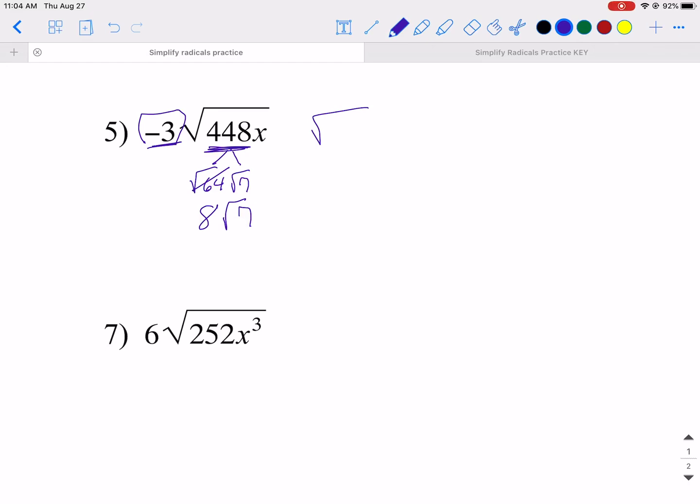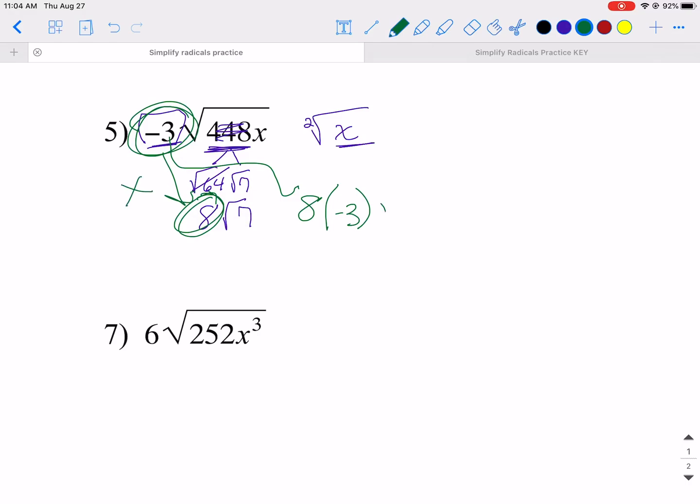Now what's left is my x. Remember, there's a 2 here if I don't see it. I cannot circle any 2's. There's only 1. So that means that that has to stay inside. So your answer is going to be your 8 on the outside times the original number that was there, so times a negative 3. So these outside numbers, you multiply. And then you're left with your x inside, your 7x inside. And then you multiply to get 8 times negative 3 is negative 24. And then inside is your 7x.